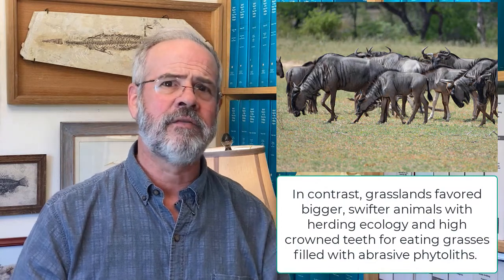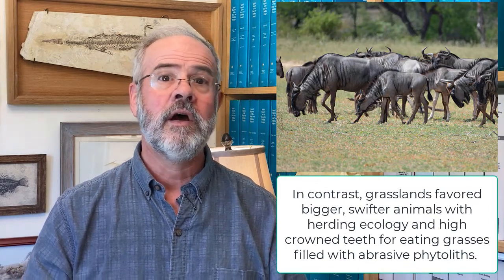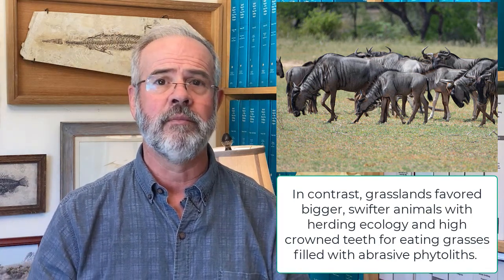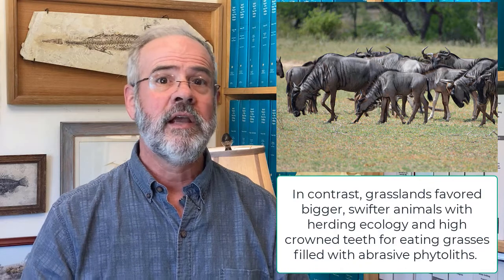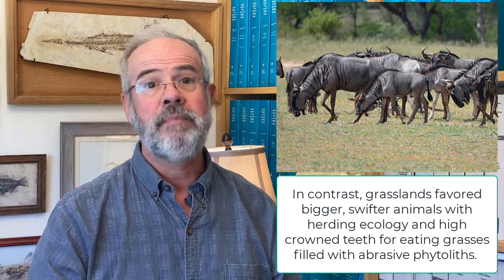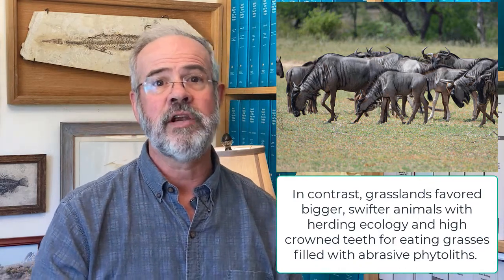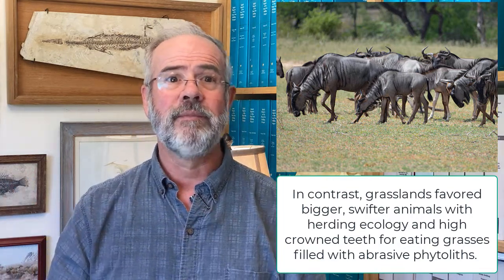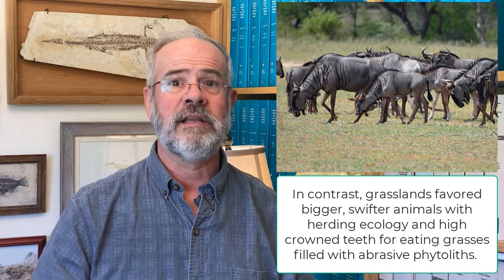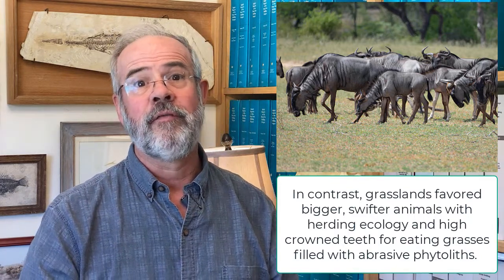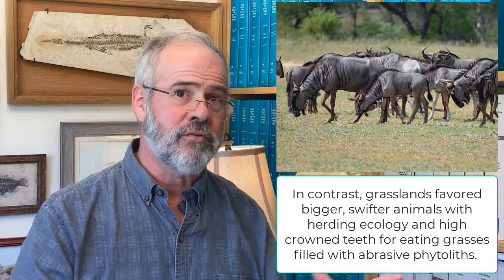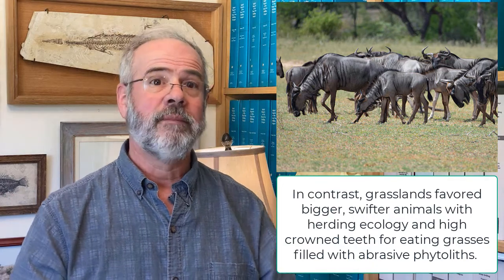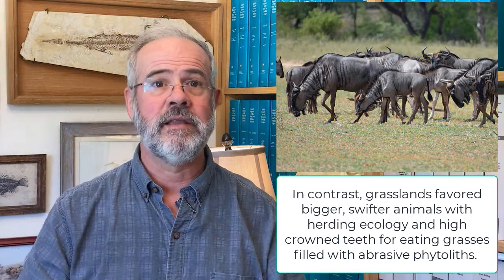Now, grasslands, in contrast, favor bigger, swifter animals. On the open plains, herds can detect predators much better than solitary animals. Speed also becomes a factor in both escape and being a predator. Big bodies have endurance for long-distance migration as well. Further, the phytoliths in grasses are very abrasive, so animals eating grass need high-crowned teeth that can take a lot of wear. Therefore, the development of grasslands drives major radiations of antelope and horses, both of which become bigger-bodied, swift, often herding, and with high-crowned teeth.